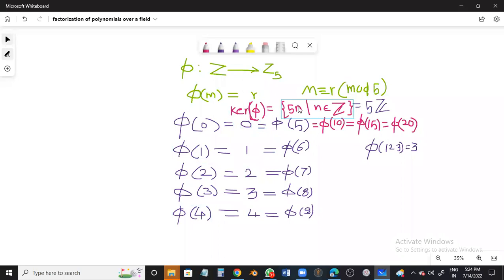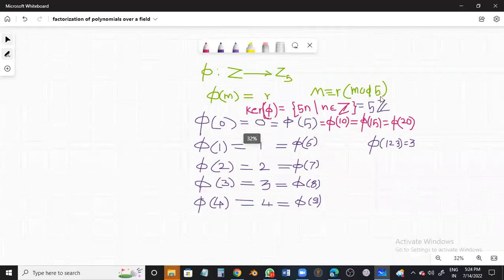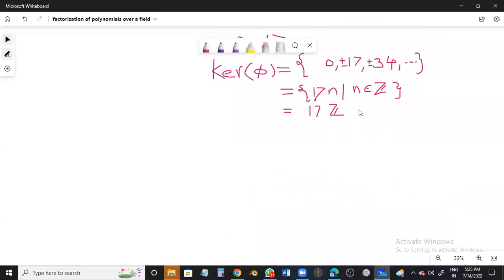Is there any ambiguity still? I suppose you followed me. Under 5, you'll have some images, but you are collecting only those elements which have image 0. And all those elements, if I collect, that set we always call the kernel. In this present case, the kernel becomes that number times Z. If your number is 5, it becomes 5Z. If you are talking about 17, it becomes 17Z.